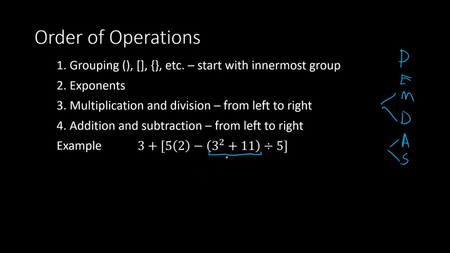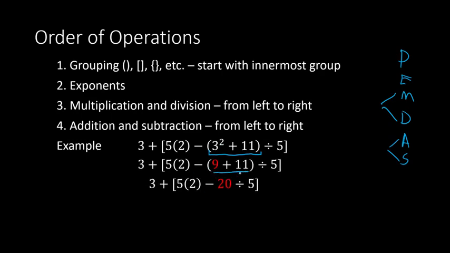So we start in here, and within here, we want to do exponents before the addition. So we do 3 squared first, which gives you 9, and then we do the addition, 9 plus 11, which would give you 20.